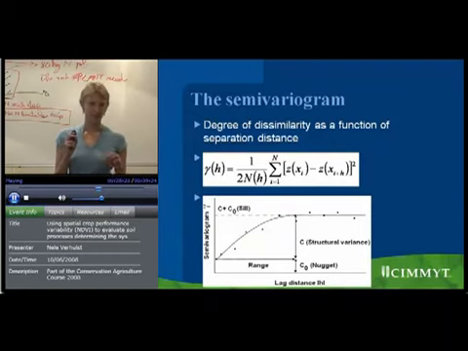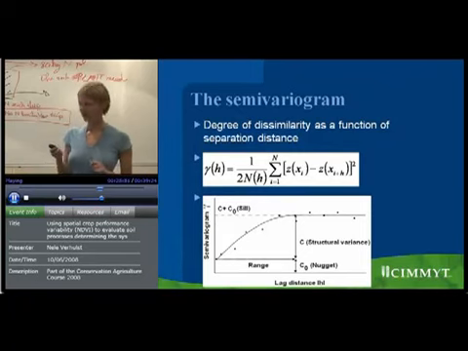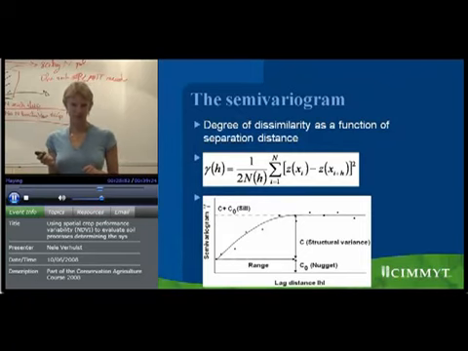look at all the points that have a separation distance of 1 meter. You're going to calculate the difference between those couples, and you take a sort of quadratic variance, no? So this will give you a variance of all the measurement couples that have a certain separation distance. Now you can do that for all possible separation distances, and then you get a semi-variogram.